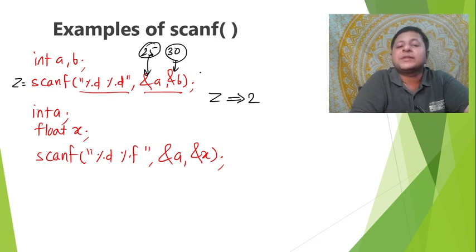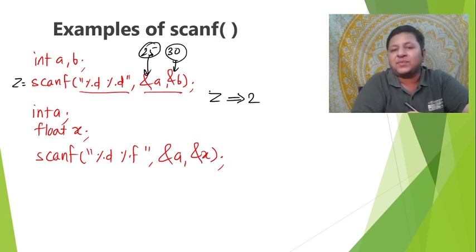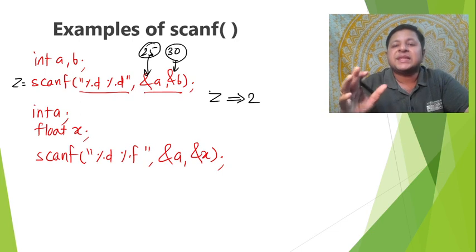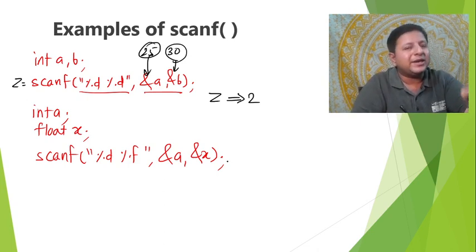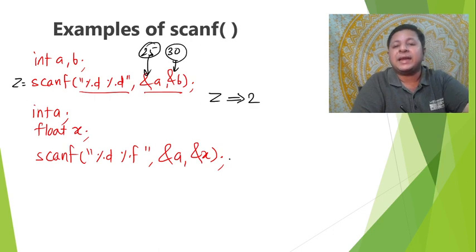Why 2? Because two arguments are read successfully. So mark my words, scanf returns the number of arguments read successfully. Okay, so that's about the return type of scanf. Now I'll also give you one more interesting fact about scanf, that is, how can I use a special character in scanf and what is the effect of that?